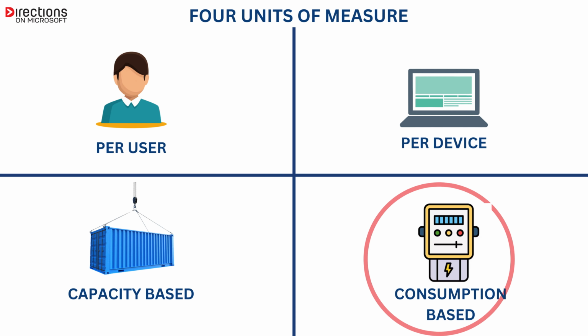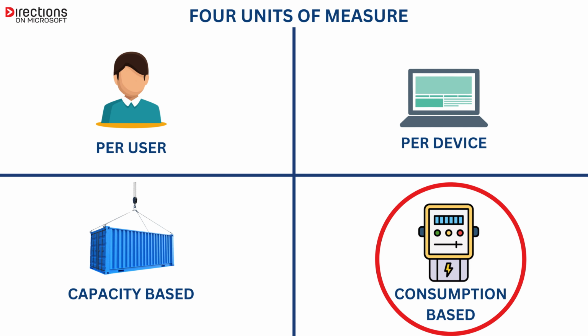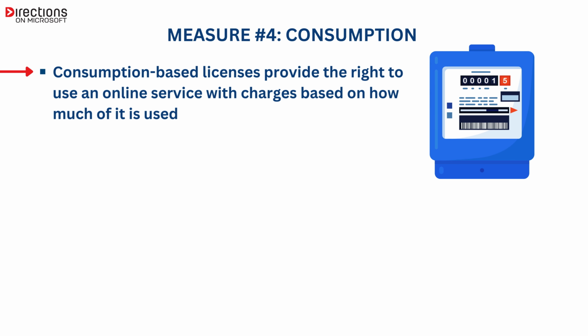So far, we covered per user, per device, and capacity, and now we'll move on to the fourth and final category, consumption-based licenses. Consumption-based licenses provide the right to use a service with charges based on how much of it is used. In this illustration, the electric meter only moves when devices or systems are drawing electric current. And when electric current is being drawn, some real work is being done, whether it be lights are on, there's heating or cooling, there's computers being powered, or whatever.